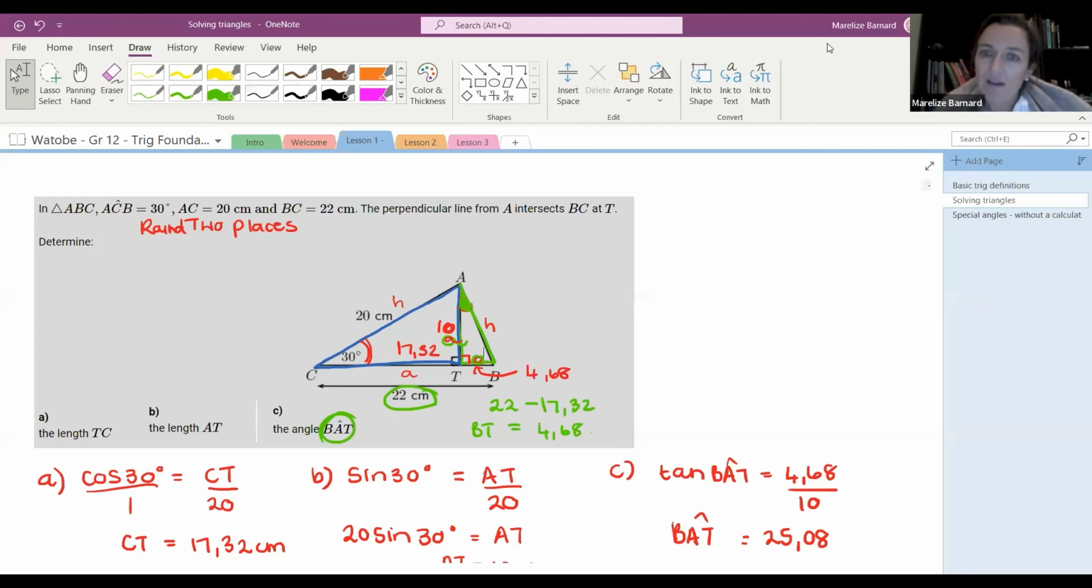Ma'am, are we only calculating angle A in triangle ABT? Yes, that's the only thing the question's asking for. Question C says the angle BAT.